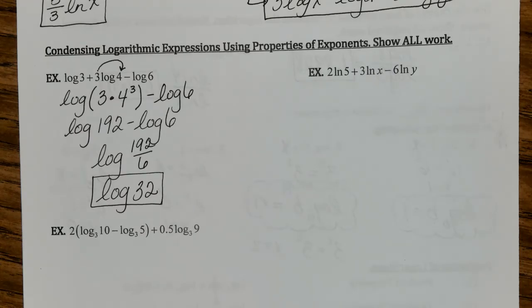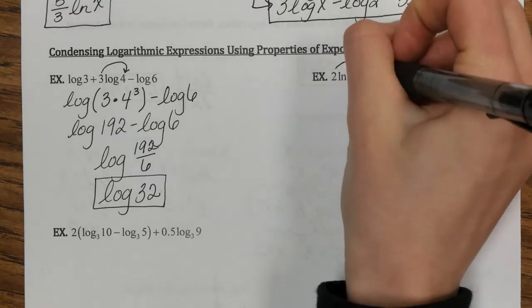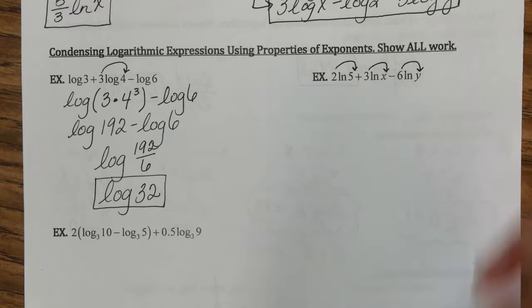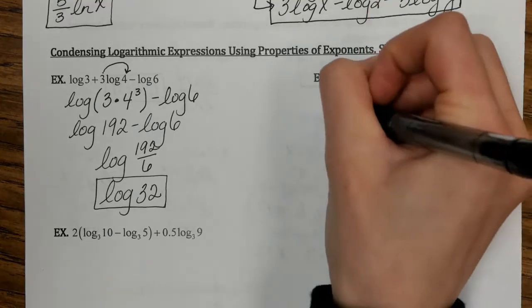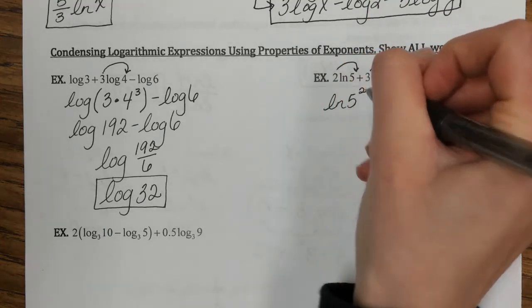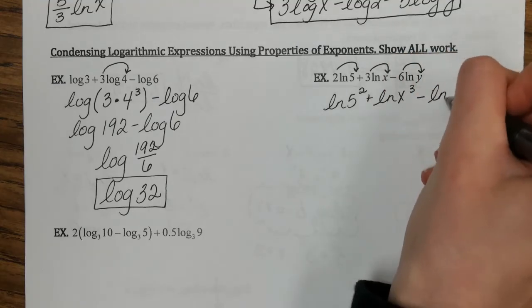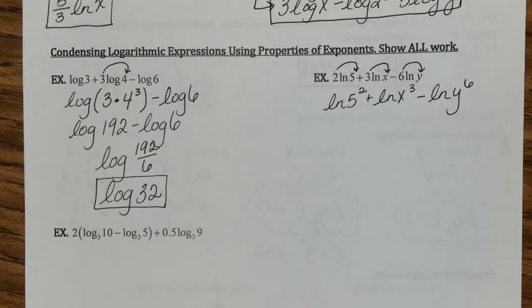Okay, so when I have 2 natural log of 5 plus 3 natural log of x minus 6 natural log of y, all of those coefficients are going to be those exponents. So that's going to be my first step. I'm going to have natural log of 5 squared plus natural log of x cubed minus natural log of y to the 6th.